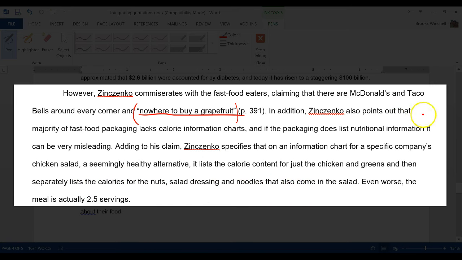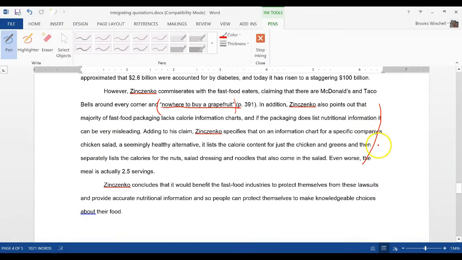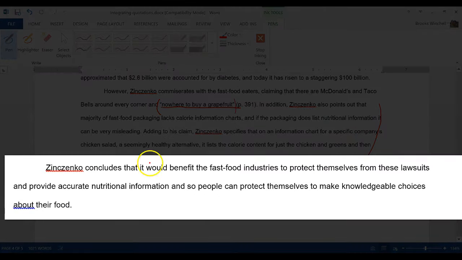So here, she's summarizing Zinchenko's point about the calorie information. She didn't use a quote in here. She may have used a quote to connect with that, but good summary there. Zinchenko concludes that it would benefit fast food industries to protect themselves from these lawsuits and provide accurate nutritional information so that people can protect themselves to make knowledgeable choices about their food.